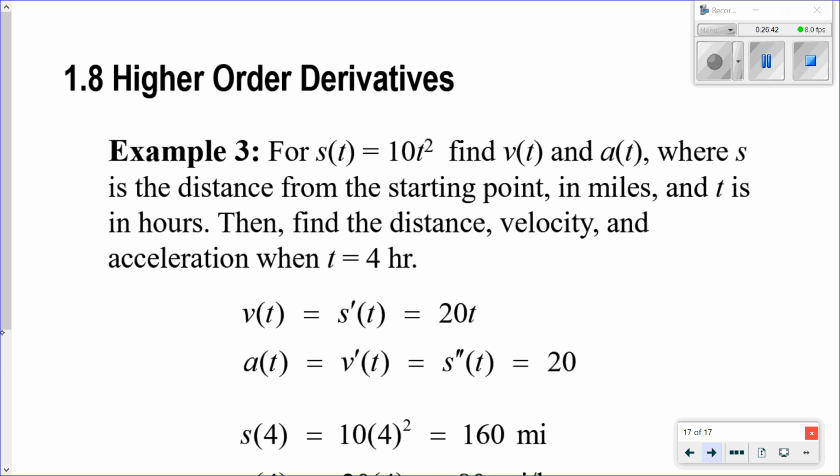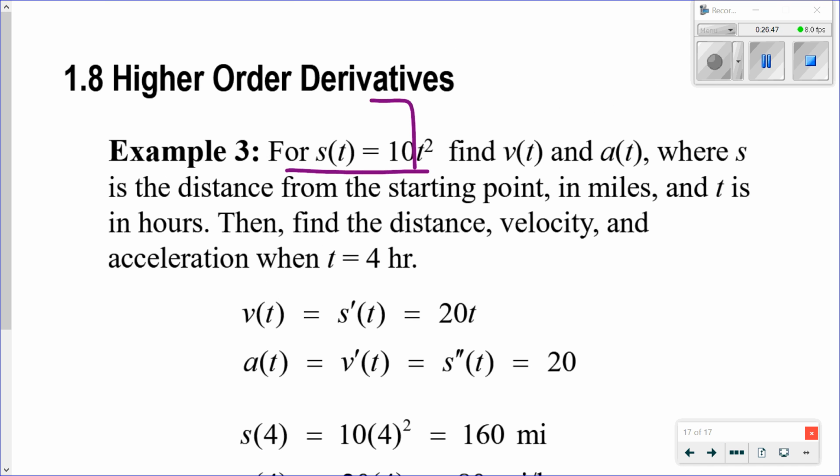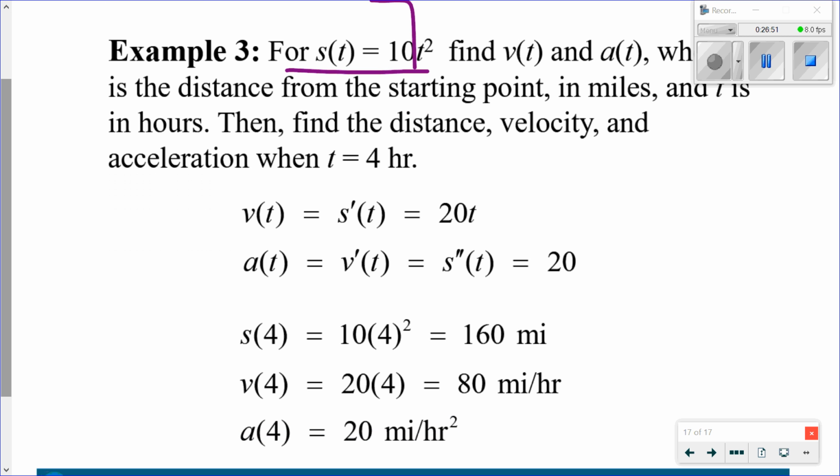Okay, so here we have an example. My position function is given by s of t equals 10t squared. I want to find the velocity function. Well, that means take the derivative of s of t. So 10t squared, my derivative is going to be 20t. And then find my acceleration function. Well, that's going to be the derivative of velocity. So the derivative of 20t is just 20.